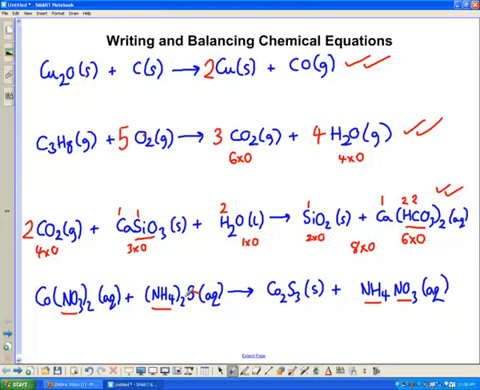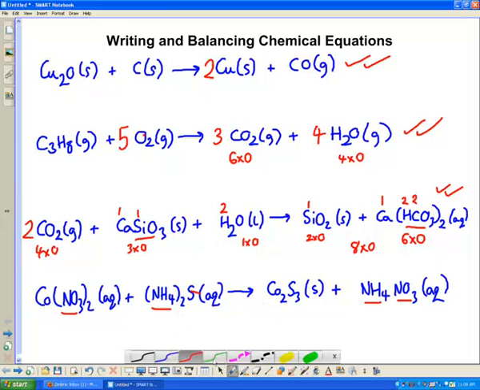But we're going to do the same thing as we did before. We're going to balance everything other than what contains oxygen and hydrogen. So let's forget about the ammonium and the nitrate for now. Let's balance the cobalt and the sulfur. And this is not all that difficult.